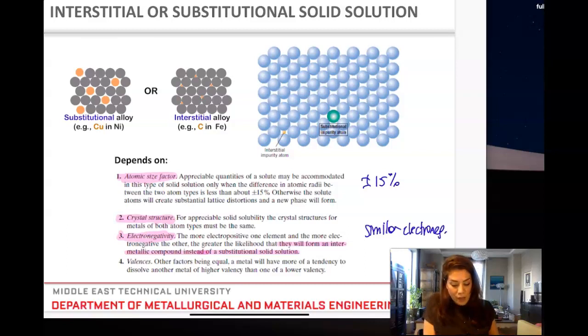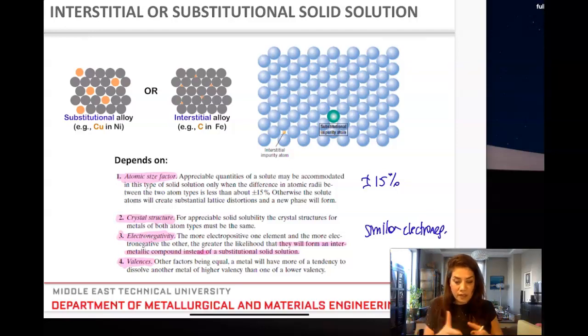One last thing: all other factors being equal or similar, a metal will have more of a tendency to dissolve another metal of higher valency than of lower valency. Okay? Having a higher valency is a preference for solubility. By the way, these are named after defects, imperfections, but let me show you one benefit of these defects, having this either substitutional or interstitial.